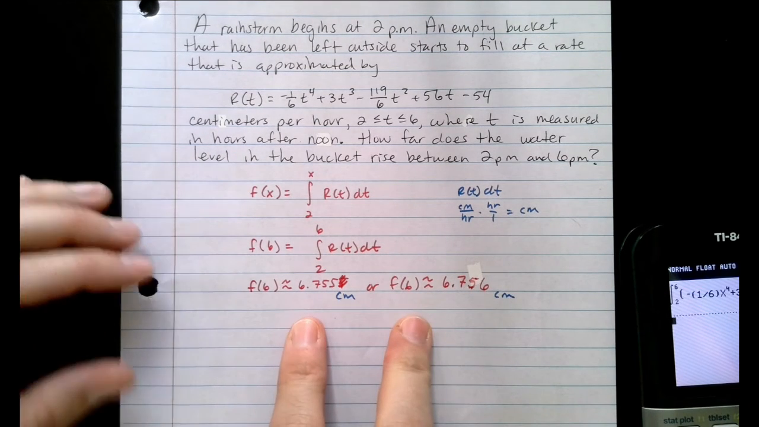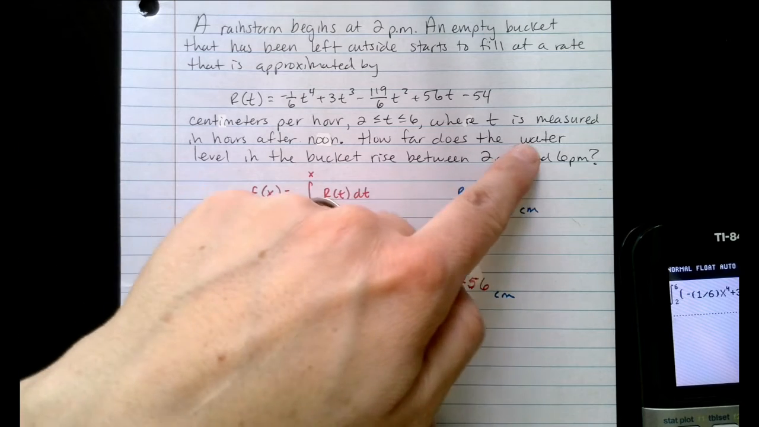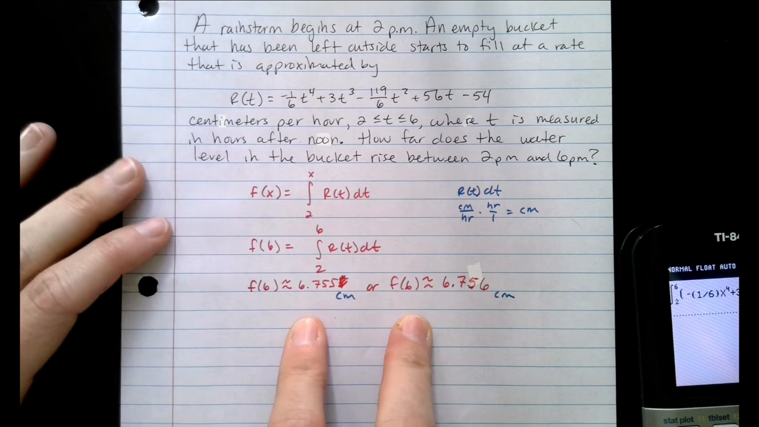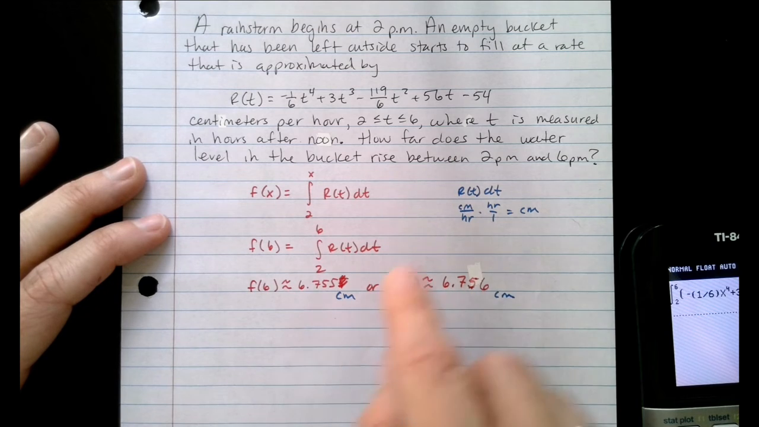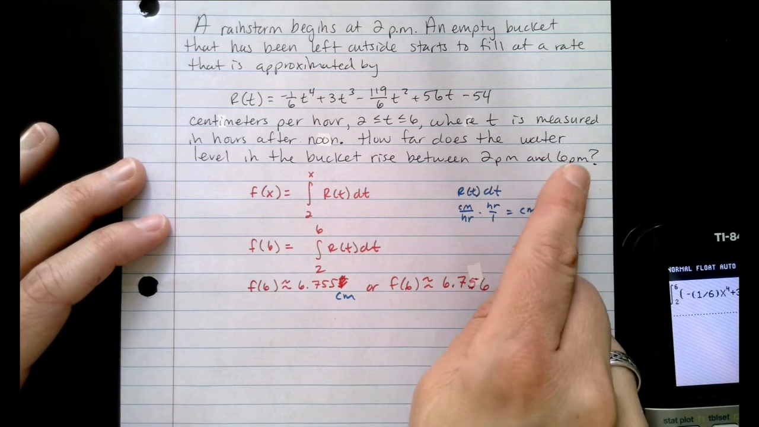So this means the water level in the bucket rose approximately 6.755 or 6.756 centimeters during the time period from 2 p.m. to 6 p.m.